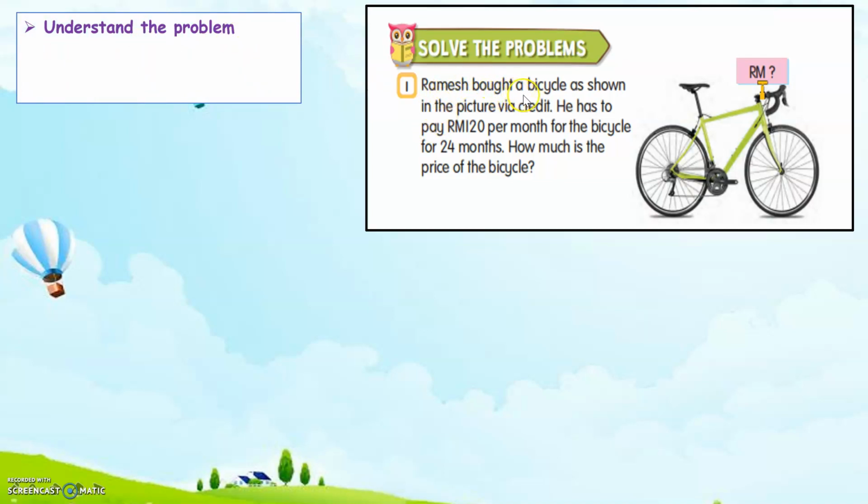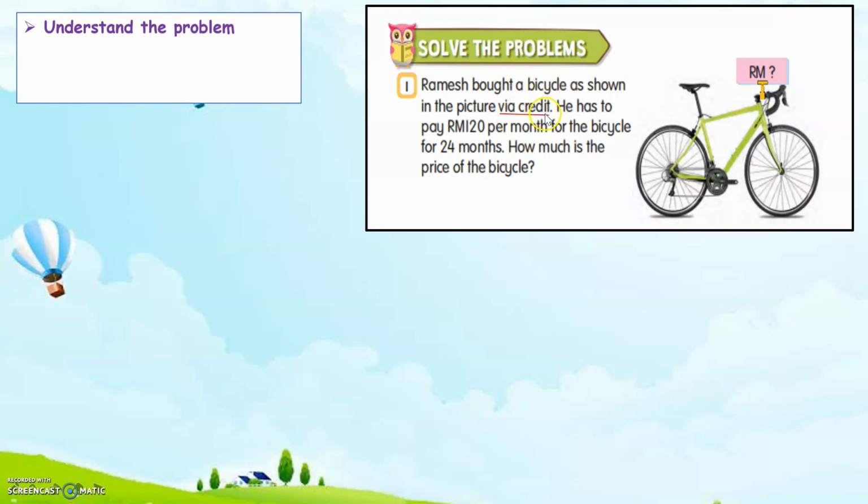Ramesh bought a bicycle as shown in the picture via credit. He has to pay 120 ringgit per month for the bicycle for 24 months. How much is the price of the bicycle? I usually encourage you to underline the keyword in the problem.